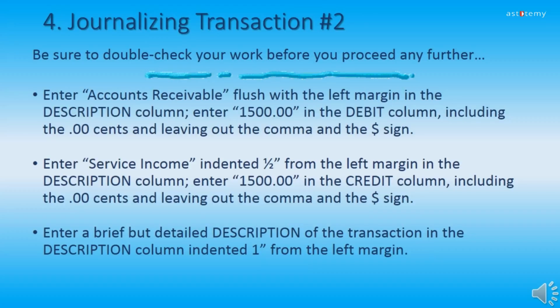Next, you're going to enter service income on the line directly underneath that one, indented 1/2 inch from the left margin in the description column. Enter $1,500 in the credit column, entering the 0 cents and leaving out the comma and the dollar sign. And underneath that line, you're going to enter a brief but detailed description of the transaction in the description column, indented 1 inch from the left margin. On the next slide, we'll talk about relating Transaction 2 to a QuickBooks entry.